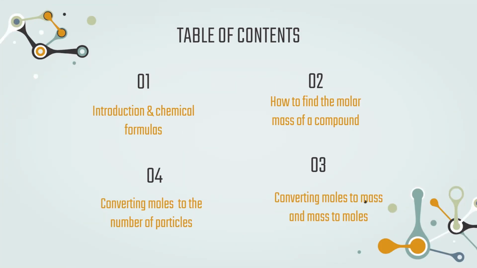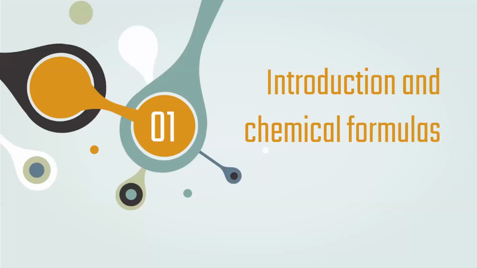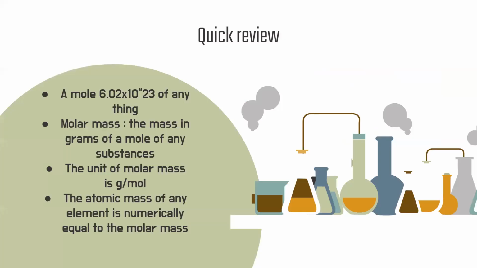Introduction and chemical formulas. So to quickly review, a mole is basically Avogadro's number. And if we go back and look, Avogadro's number is equivalent to 6.02 times 10 to the power of 23. The molar mass of a substance is the mass in grams of any mole of any substance. And the unit of molar mass is grams per mole. The molar mass can also be represented as the atomic mass of the element that can be found on the periodic table.